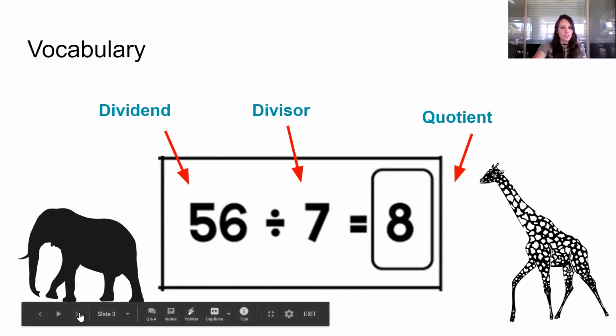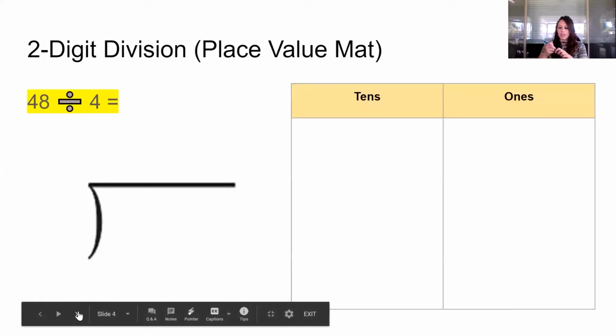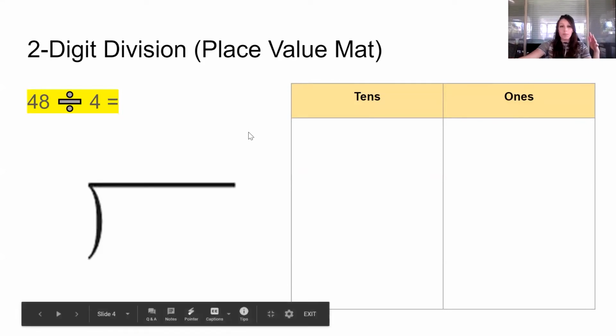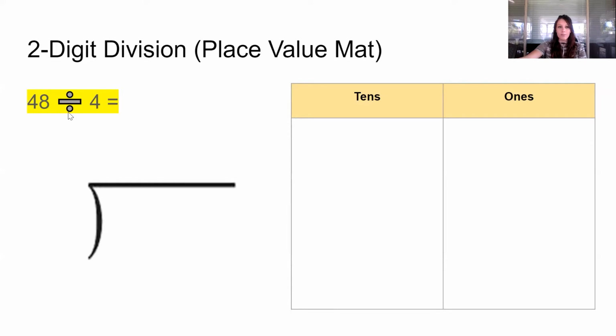So let's move on to our first problem then. With this one, we're going to talk about two-digit division, and we're going to use a place value mat alongside our standard algorithm. That way we can talk about the differences and the similarities between both methods. So here's our equation. We have 48 divided by 4.